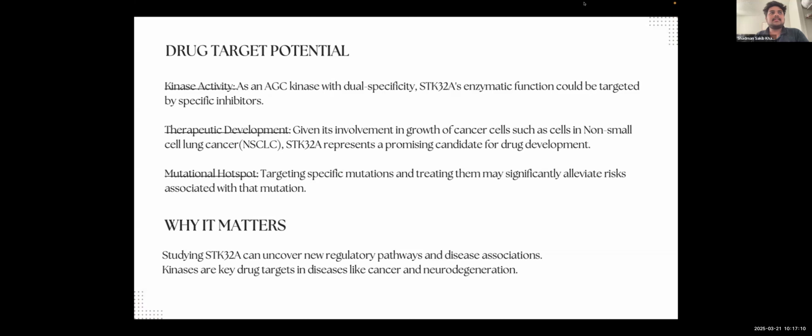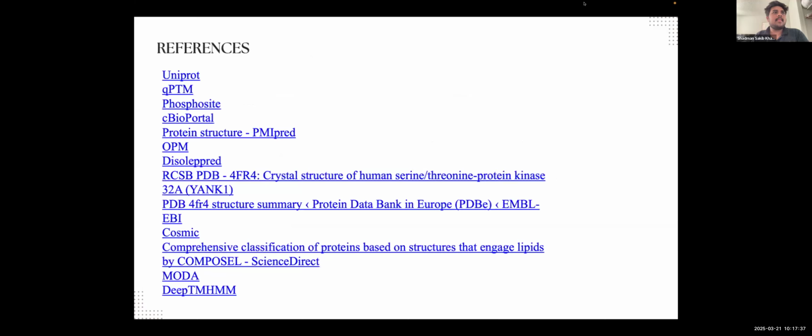And since this is a kinase with dual specificity, it could be targeted by specific inhibitors. Also, since it plays a part in non-small cell lung cancer's growth, preventing it will probably prove to be a great thing for developing drugs related to those mutations. And here are my references.